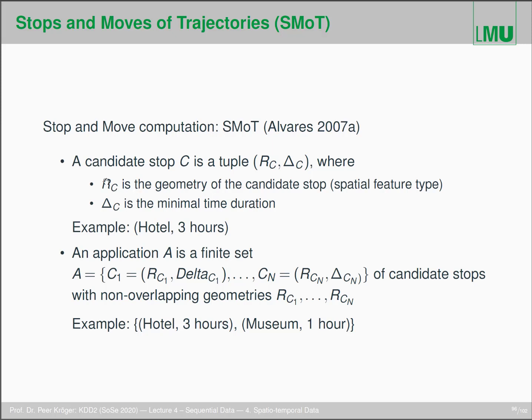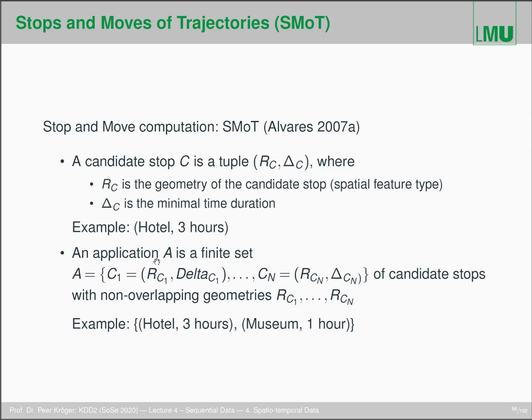So a stop is defined as a region where a trajectory or several trajectories stay for a minimum time duration, and those two things are defined here by the region and the time threshold. So for example, a given region around a hotel for 3 hours would be a definition of a stop. And then we also need an application, because we can then add some application-specific semantics to a stop candidate.